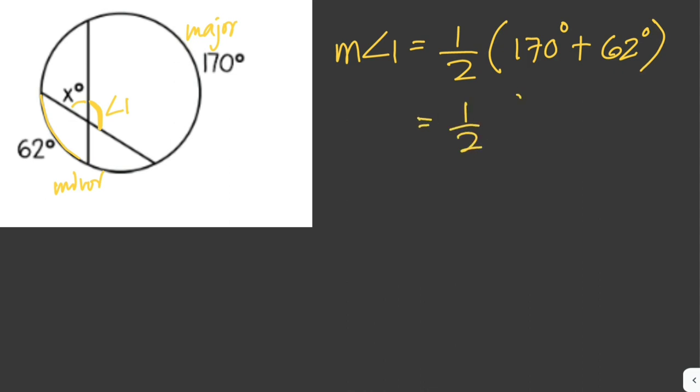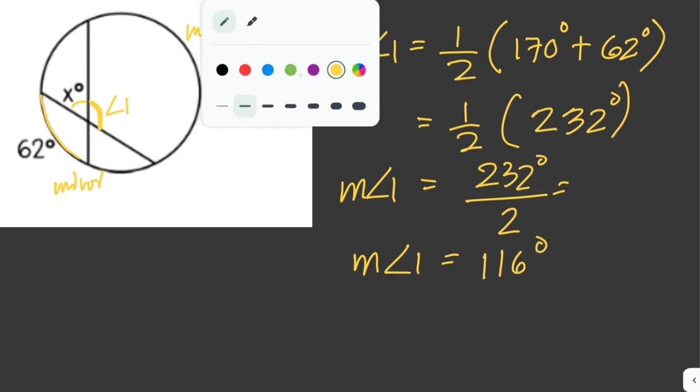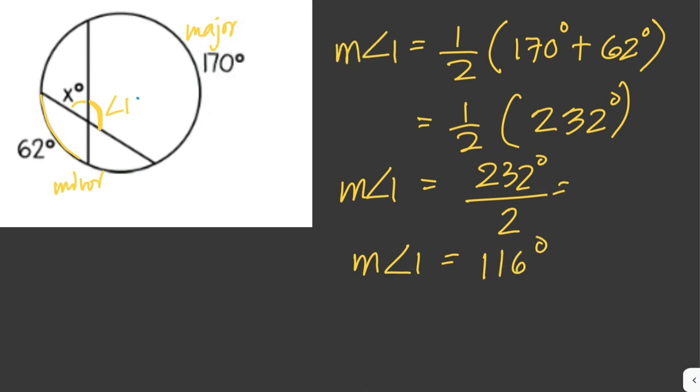And 1/2 of 170 plus 62, which is 232 degrees. Therefore, the measure of angle 1 is equal to 232 over 2, and that is equal to 116 degrees. Therefore, this angle here is equal to 116 degrees.